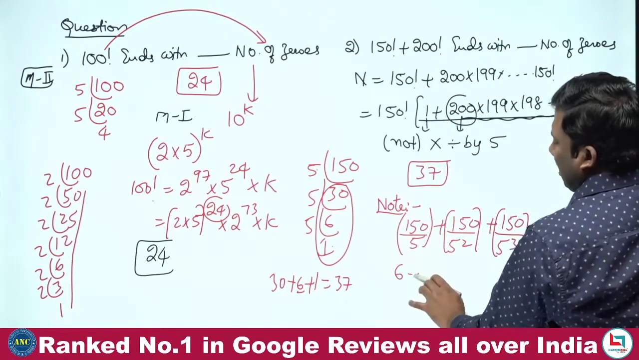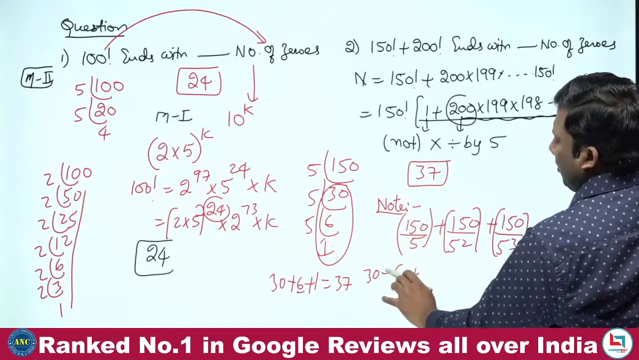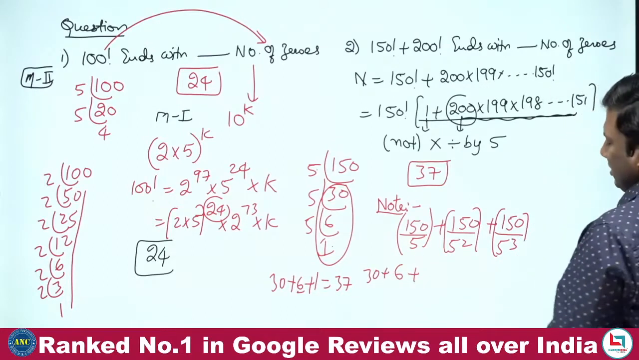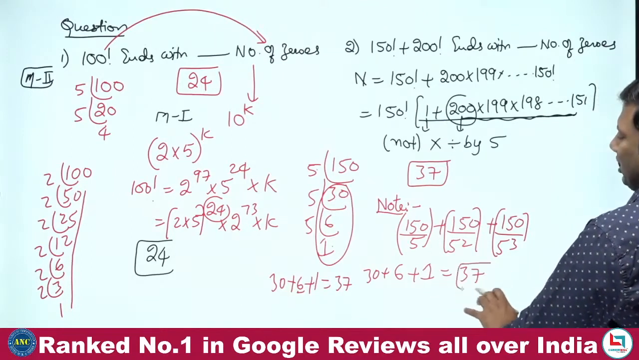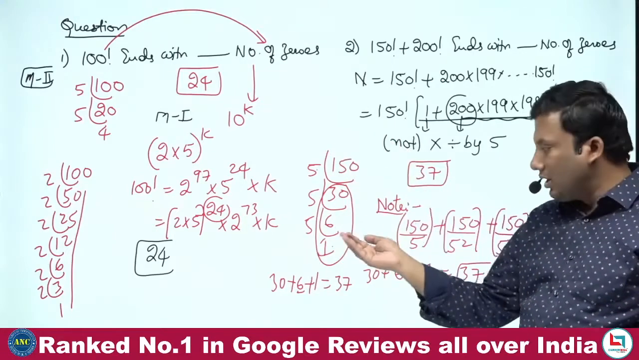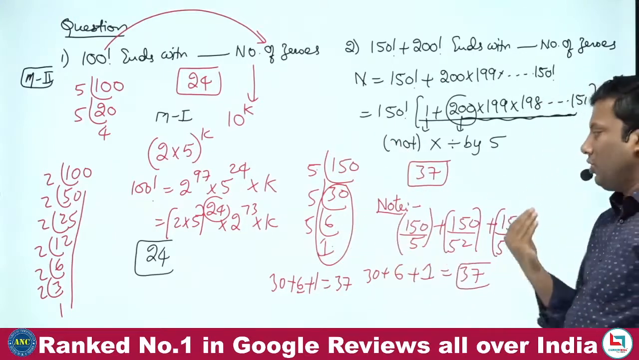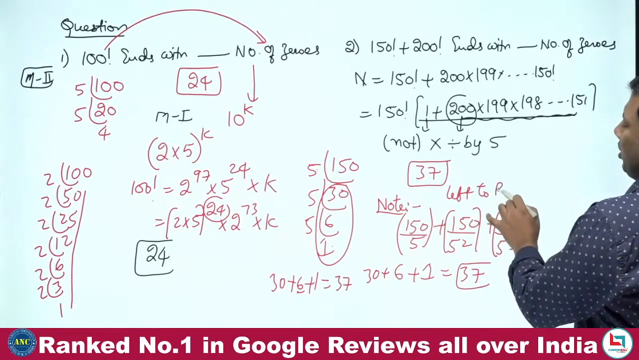150 by 5 goes 30 times. 150 by 25, 6 times. 150 by 125, 1 time. The answer is 1. I hope it is clear. Instead of doing it from top to bottom, I am doing it from left to right. This is a left to right approach.